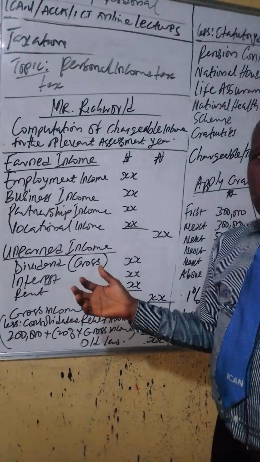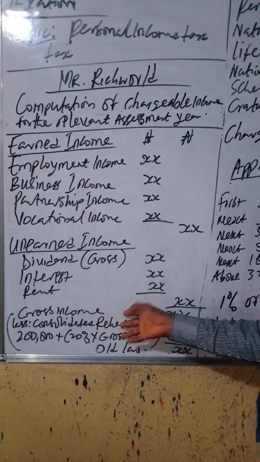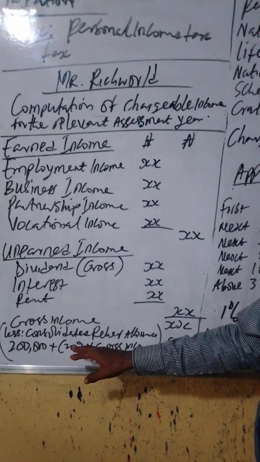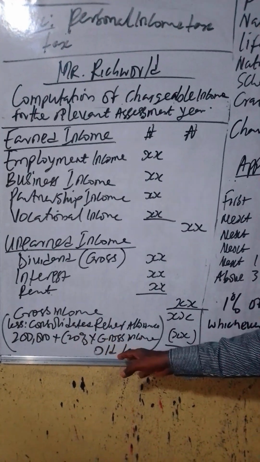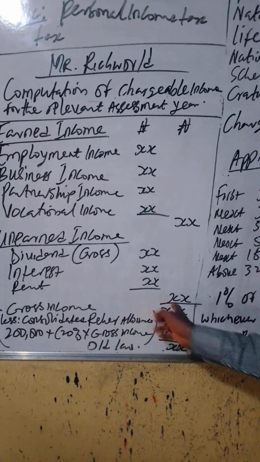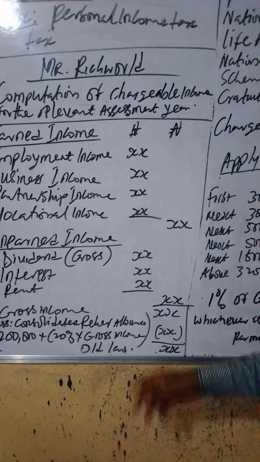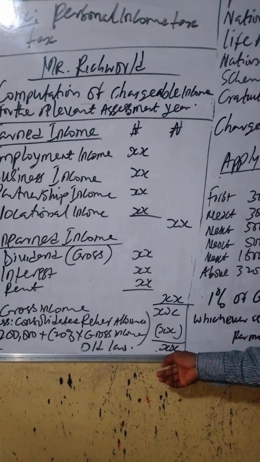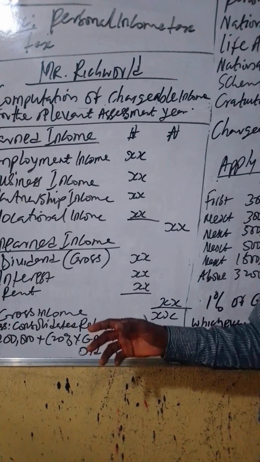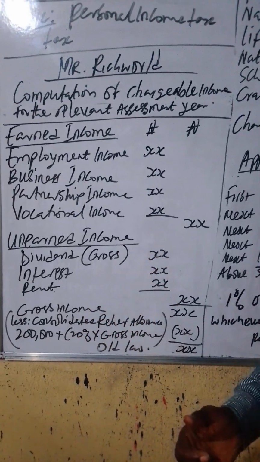Now, in the old computation, there's what we call consolidated relief allowance. This is 200,000 plus 20% of gross income, the income you have after your total income. Then you will deduct that. That was the old law.